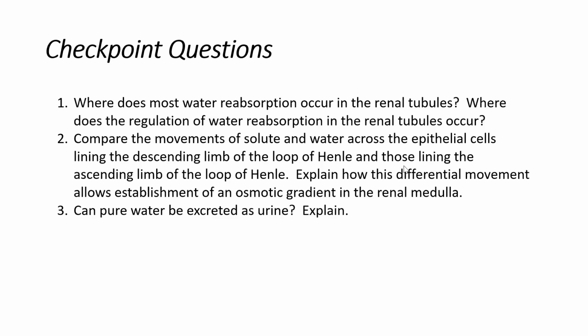The second question here: compare the movements of solute and water across the epithelial cells lining the descending limb of the loop of Henle and those lining the ascending limb of the loop of Henle, and then explain how this differential movement allows establishment of the osmotic gradient in the renal tubule. So a pretty loaded question, but let's take the first part.